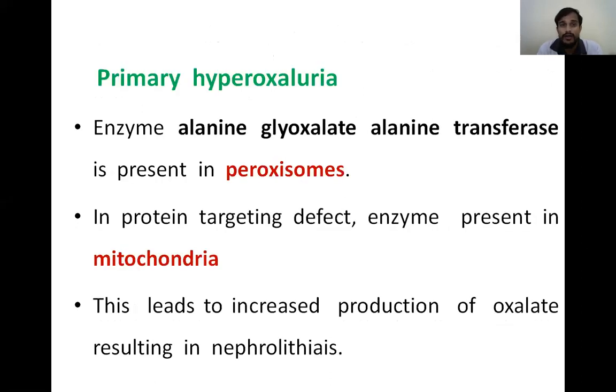The most common disorder is primary hyperoxaluria. Here the enzyme alanine glyoxylate aminotransferase is present in the peroxisomes generally. But in protein targeting defects, this enzyme goes to mitochondria instead of peroxisomes. So there is no enzyme in the peroxisomes. This leads to increased production of oxalate, which results in increased oxalate in the body. These accumulate and finally lead to nephrolithiasis.